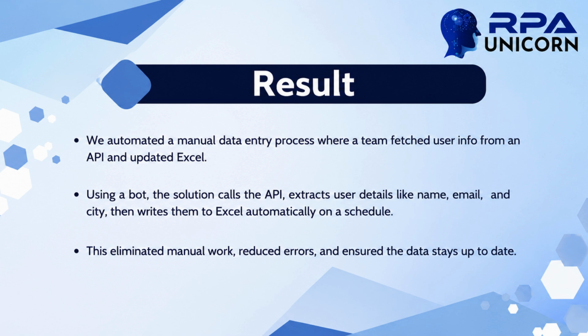The final results? By automating this manual data entry process, we completely transformed how user information is handled. Instead of a team spending hours fetching data from an API and updating spreadsheets, our bot now takes care of it all. The automated solution seamlessly calls the API, extracts precise user details like names, emails, and cities, and writes them straight to Excel on a fixed schedule. Ultimately, this has eliminated tedious manual work, drastically reduced errors, and ensured that the business data always stays up to date. And don't skip the video, I will show practically how the API works through Power Automate.